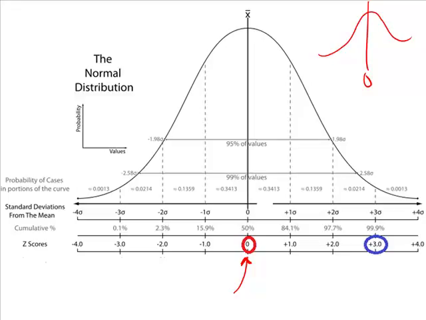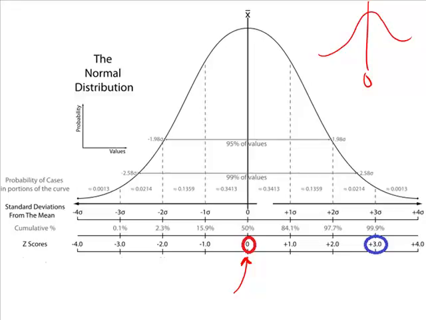Why do we do this? Well, we want to figure out, for all of the distributions that take the shape of a normal curve, is there a way that we can find out the area under the curve from that point? And that's what Z was created to do.